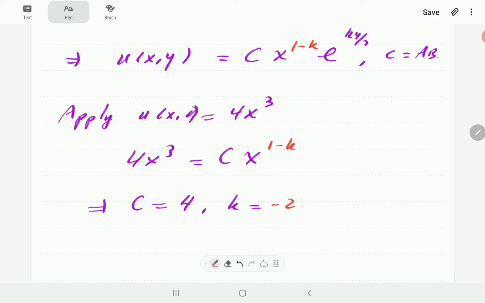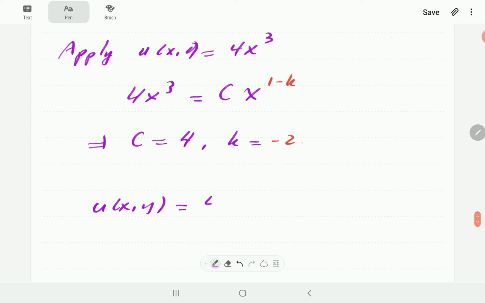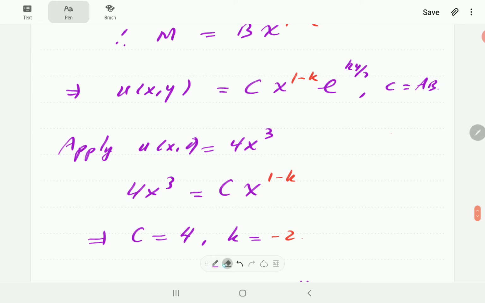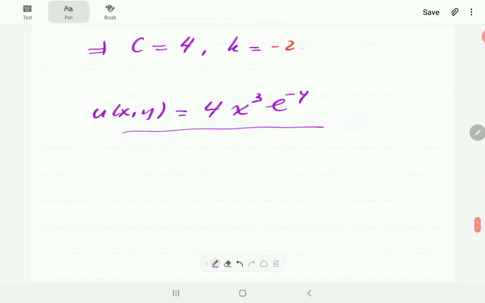All right. So that means the particular solution, so u of x, y is 4x to the power 3 e to the minus y. We're plugging in k is negative 2 here, it gives us 3, and gives us minus y. So that is our final solution. Okay, so let's see if we get the same solution working through this using the method of characteristics.